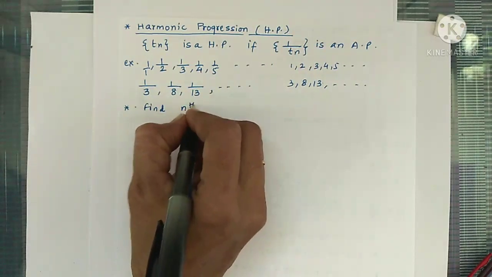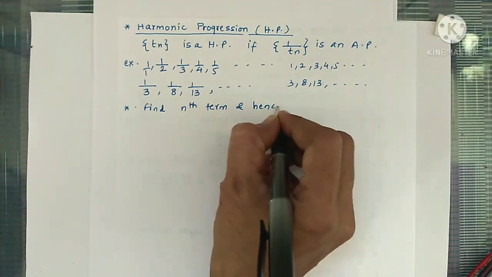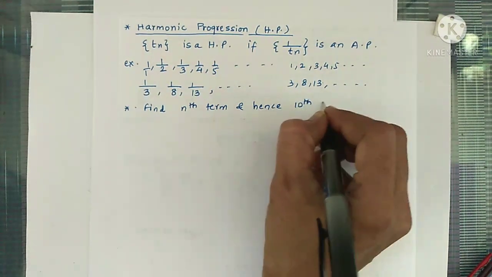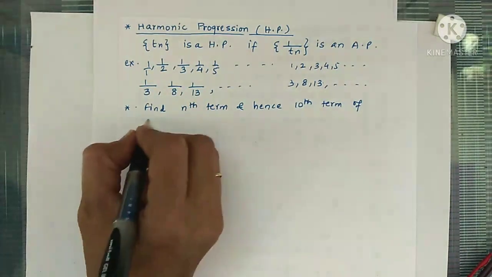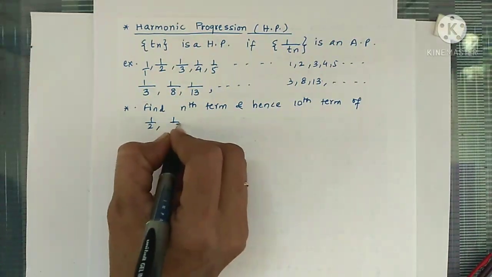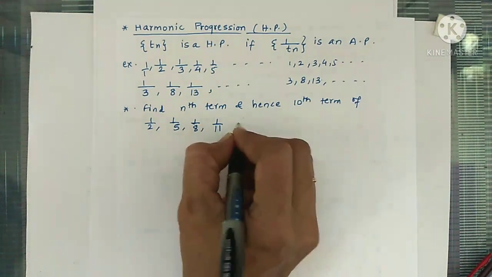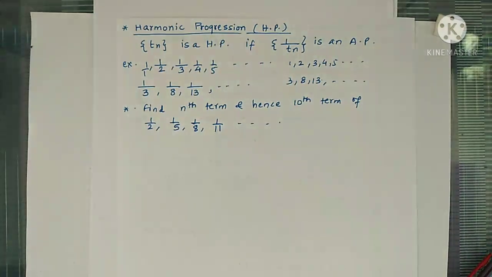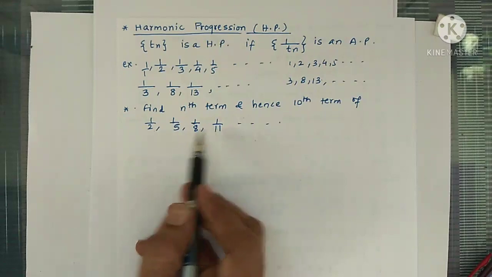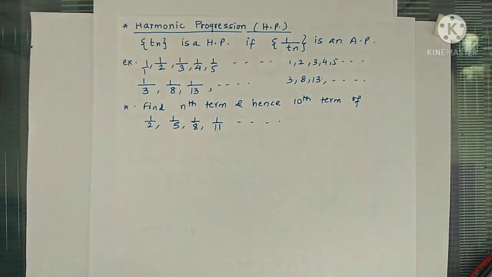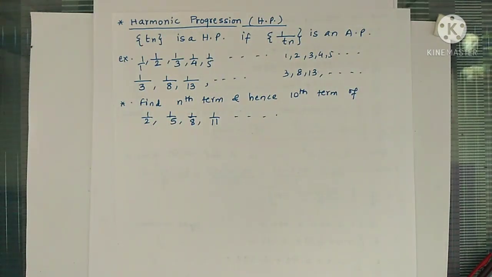Find nth term and hence 10th term of the sequence 1 by 2, 1 by 5, 1 by 8, 1 by 11, and so on. Here we can see that 2 plus 3 is 5, 5 plus 3 is 8, 8 plus 3 is 11. So adding 3 we get the next term. That means the difference of these numbers is the same, it is constant.